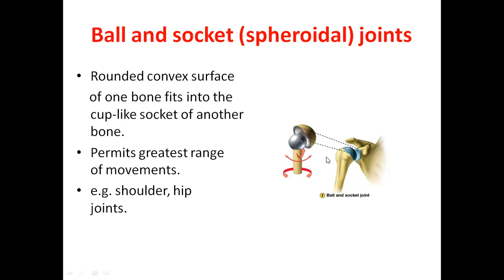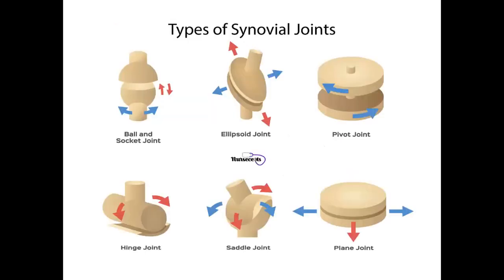Another example of this joint is the hip joint, that is the union of the head of the femur with the acetabulum of the hip bone, forming the hip joint. These are the images of the synovial joints. First is the plain joint, the surfaces of the bones in these joints which are united with each other are plane variety.